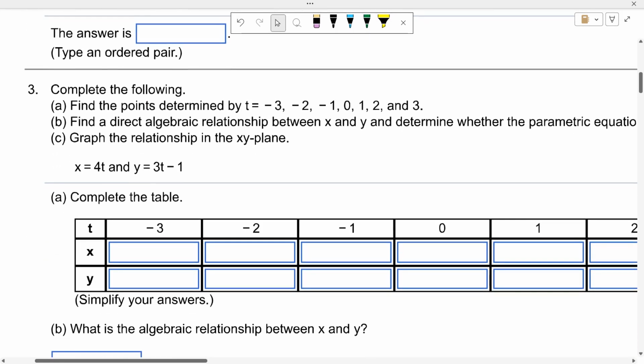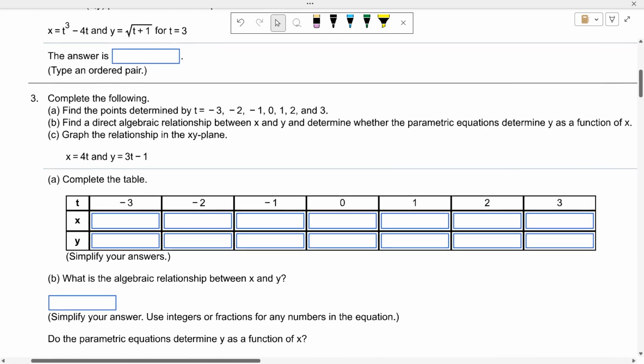Okay? And on this one, you put in -3 to get -12. Put in -3 to get -10. Put in -2 to get -8. Put in -2 to get -7. And then we get, I bet, -4 and -4 and 0 and -1 and so on.